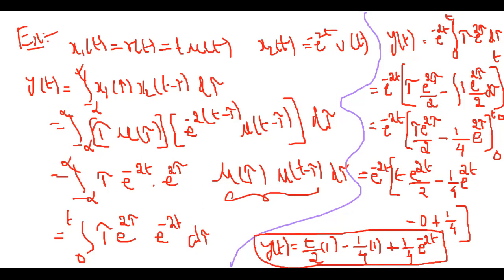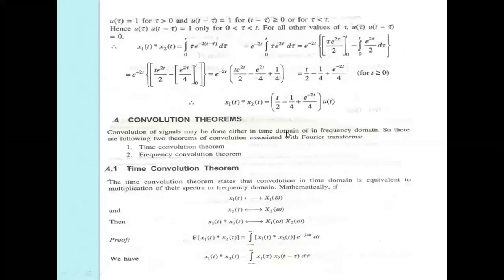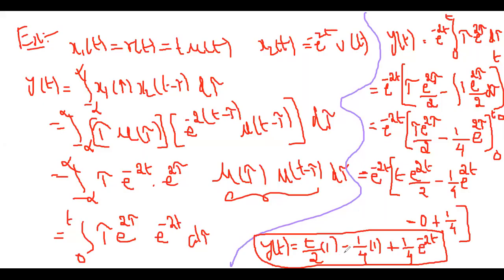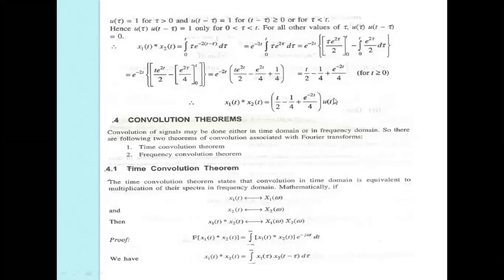See that? The final answer we get here is t by 2 minus 1 by 4 plus e power minus 2t by 4, into mu of t, because t is greater than or equal to 0, my dear students. T by 2 we got, minus 1 by 4, plus 1 by 4 into e power minus 2t, into mu of t. Okay, my dear students.